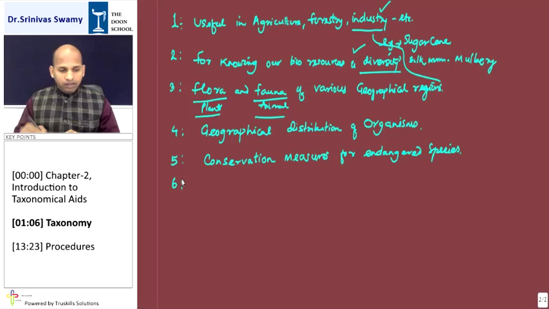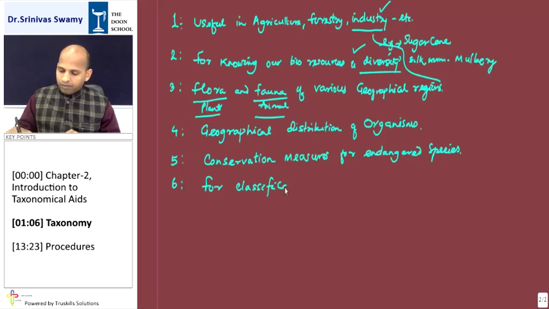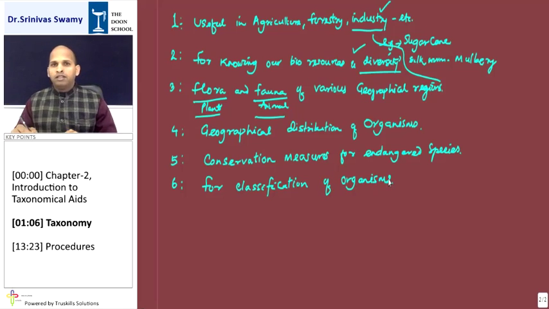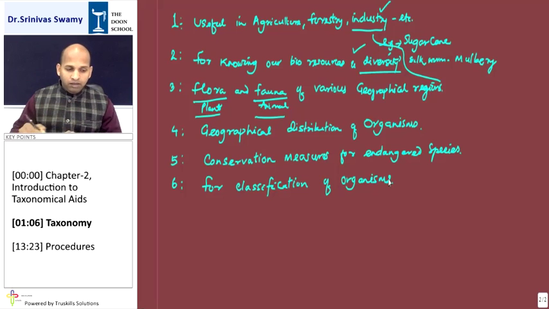The next utility, obviously, is for classification of organisms, because once you start collecting the species, then you try to find out which taxa or which group they belong to and then classify them accordingly. And the obvious statement is that they can be preserved for future studies.